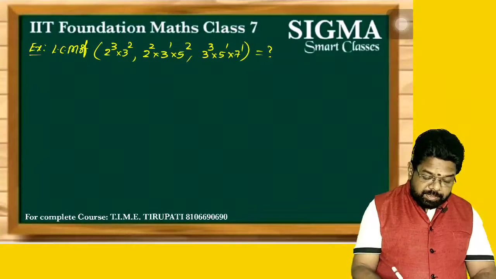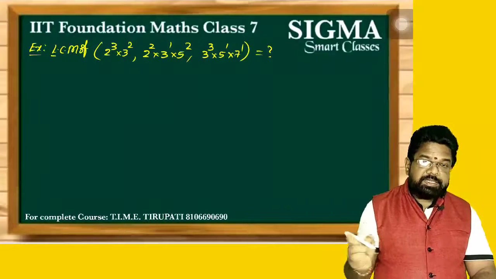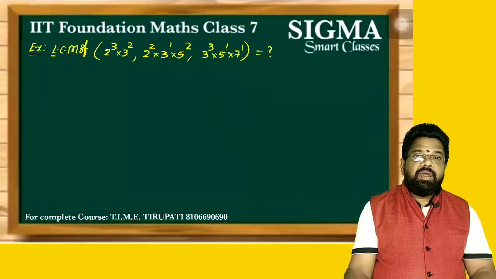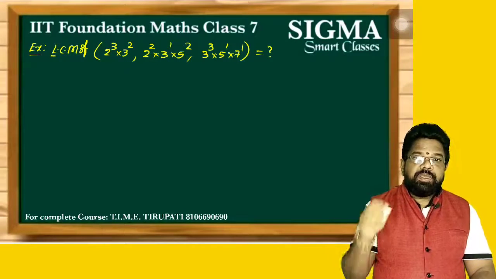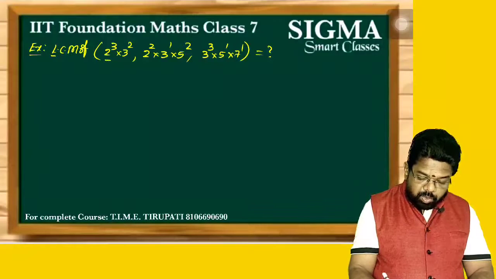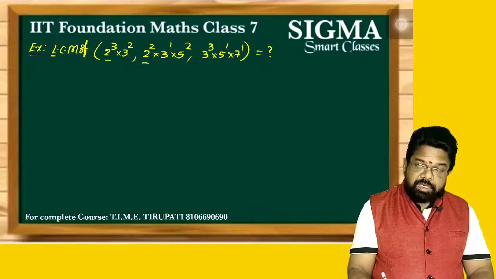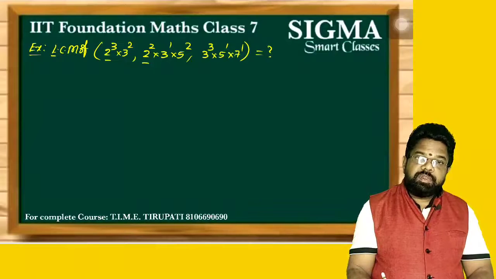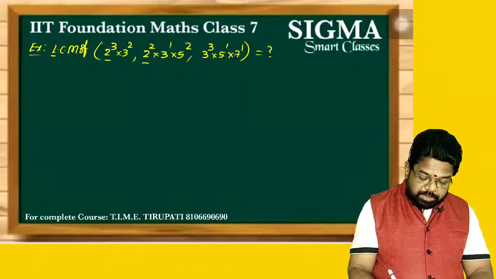LCM means least, but our answer will be largest. You have to take the largest power of each factor. For 2 power, what is the largest? In the first term 2 power 3, in the second term 2 power 2, and there is no 2 factor in the third term. So the highest is 2 power 3, that you have to take.